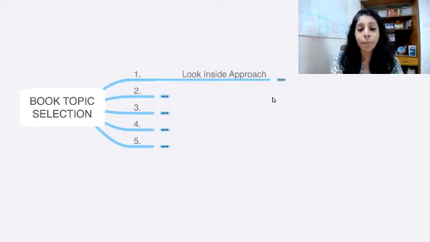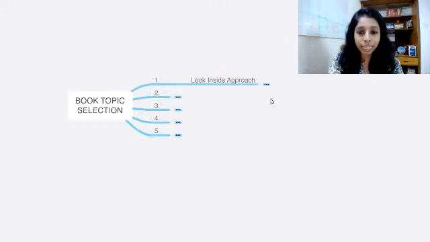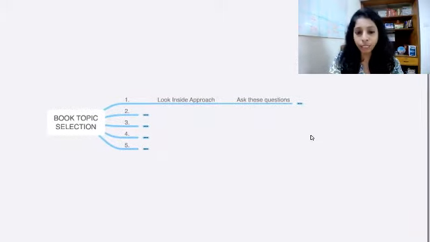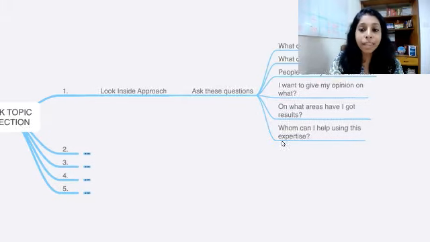So the first step is called the look inside approach. When you're confused about the book's topic, the first thing you need to do is look inside. And let me tell you what exactly I mean by looking inside. You need to ask yourself a set of questions. So you are sure that you want to write a book. You're clear about that, but you're not really sure of what to base your book on. What should be that key book idea, right? So you need to ask yourself a set of questions which will probably give you more clarity.